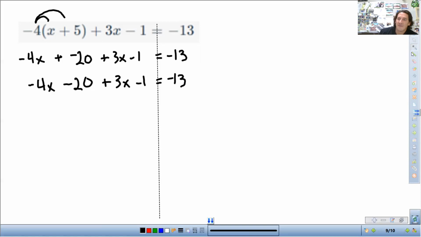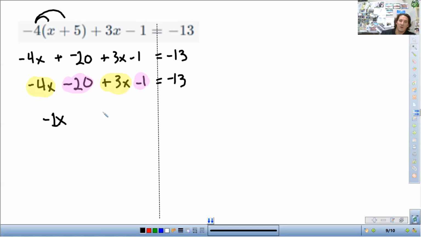So here I'm going to identify the like terms. So negative 4x and positive 3x. And then there's negative 20 and a negative 1. So negative 4x plus 3x. So think about this. Negative 4 is to the left of 0. We add 3, so we're going to count right. So we're going to get closer to 0. So we end up at negative 1x, or just negative x is the same thing. I'll put negative 1x there.